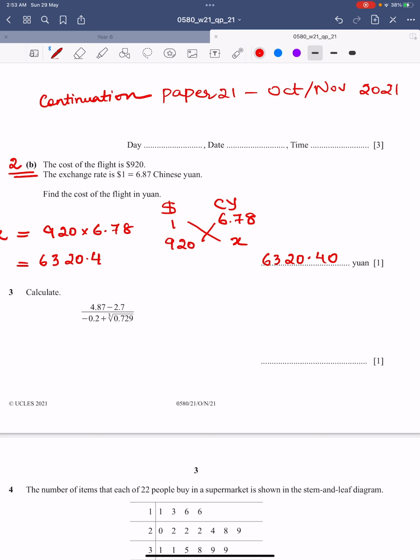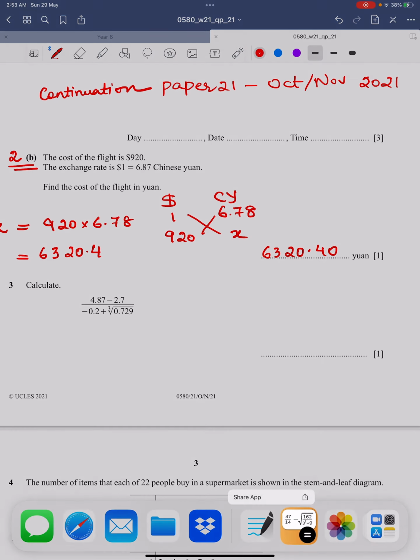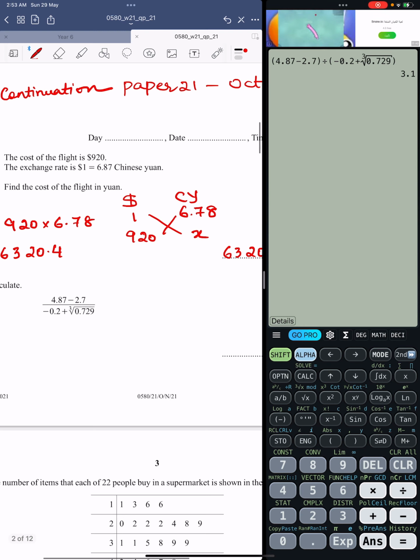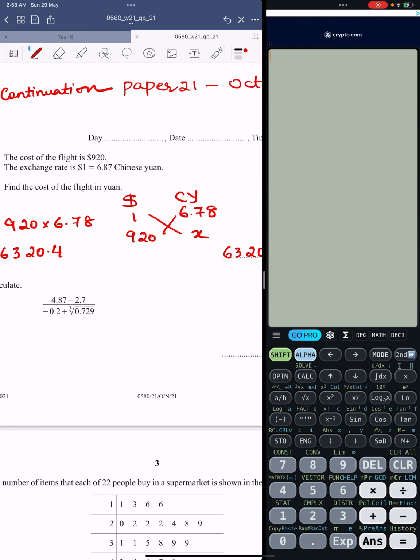Next question is a calculator based question, question number 3, and this tests the skills of using a calculator. So we will do this using a calculator. We have 4.87 minus 2.7 divided by negative 0.2 plus cube root of 0.729. It is always safe when we have a numerator and a denominator to put the numerator in a bracket and the denominator in a bracket, because some calculators are not very BODMAS sensitive, so without a bracket they can give a wrong answer. So let's do this using the calculator.